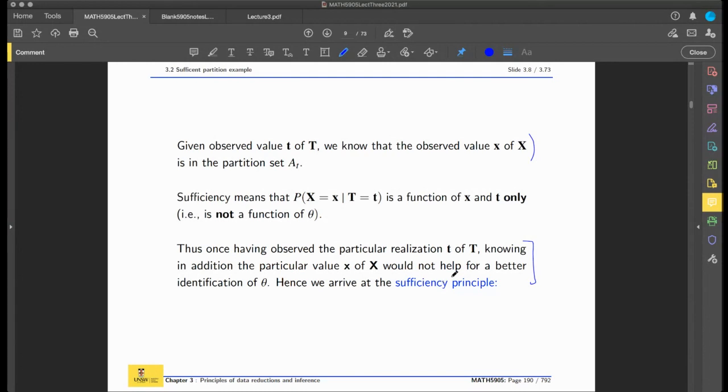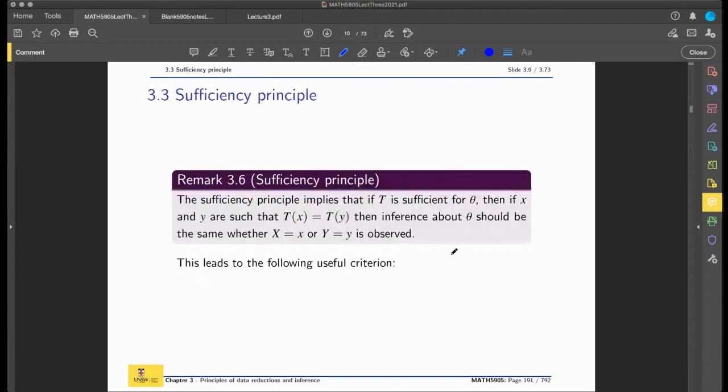And we also arrive at this notion of the sufficiency principle, which is referring to two samples, x and y. If t is sufficient for theta, so t is my sufficient statistic, then if I have two samples, x and y, such that their sufficient statistics are the same, so when I apply t on x and apply t on y, they're the same, then my inference about theta should be the same, whether or not I observe the x sample or the y sample.